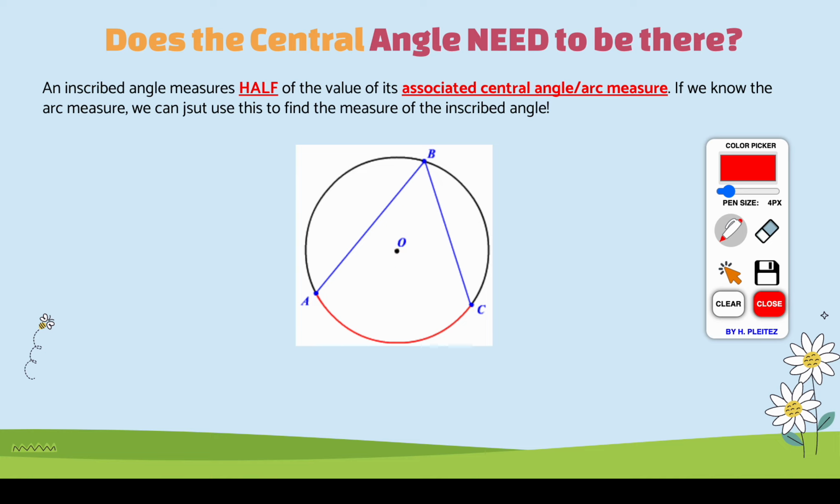But your central angle does not need to be there, because this theorem talks about the arc measure, right? So if your arc measures 60, then your inscribed angle is going to be 30, and this logic can also go the other way. Let's say you're given an inscribed angle of 45 degrees. We can apply this theorem going the opposite way to say that this arc measure is going to be 90.